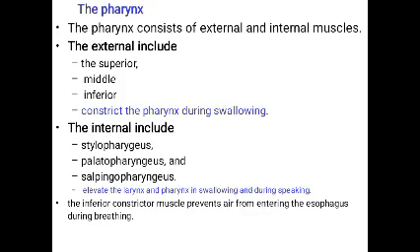The pharynx consists of external and internal muscles. The external include the superior, the middle, and the inferior constrictors. They constrict the pharynx during swallowing. The internal include stylopharyngeus, palatopharyngeus, and salpingopharyngeus. They elevate the larynx and the pharynx in swallowing and during speaking. The inferior constrictor muscle prevents air from entering the esophagus during breathing.